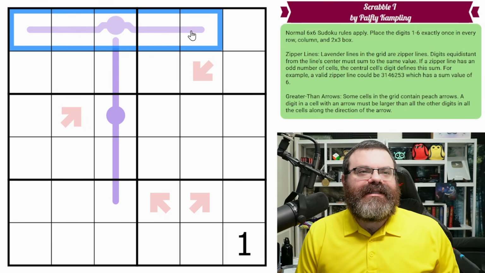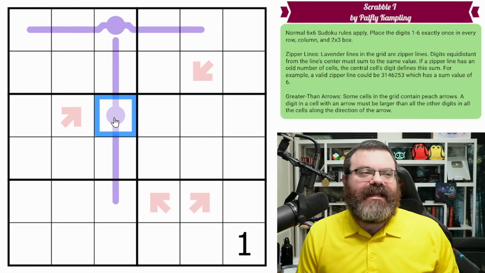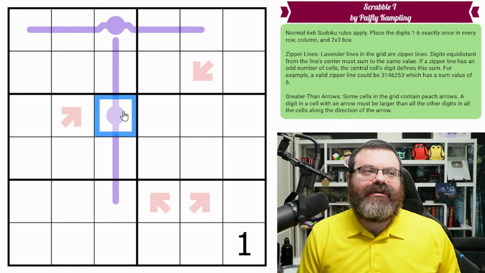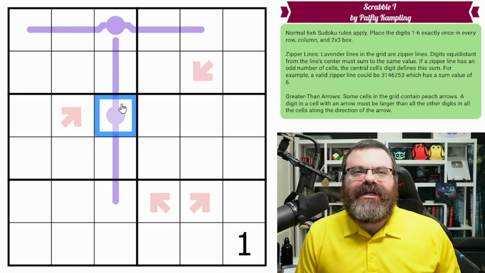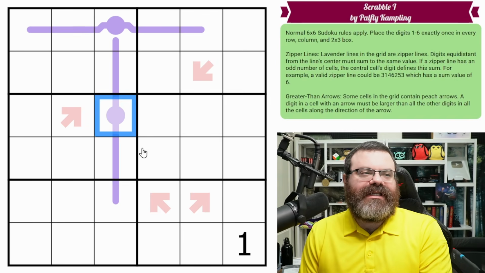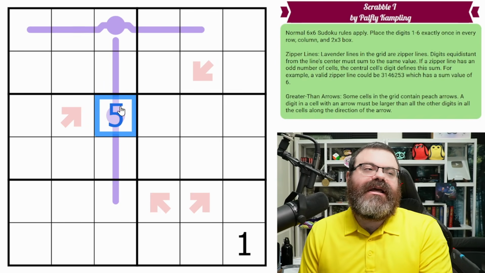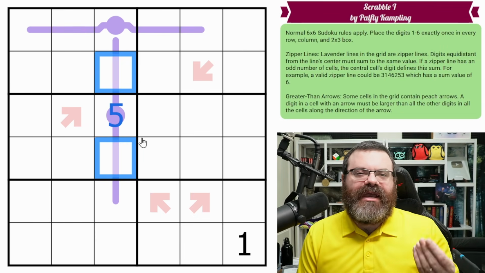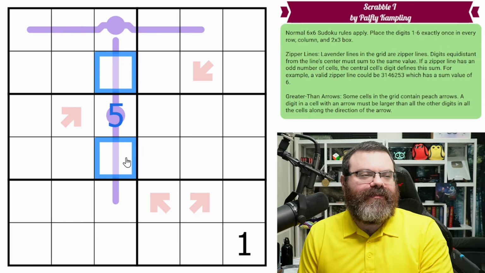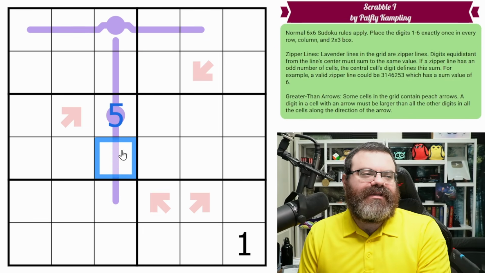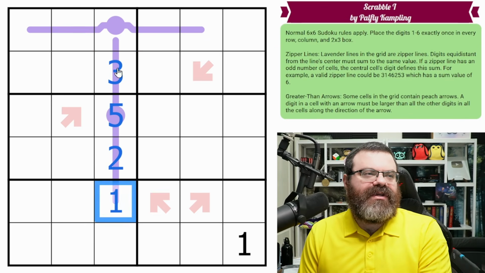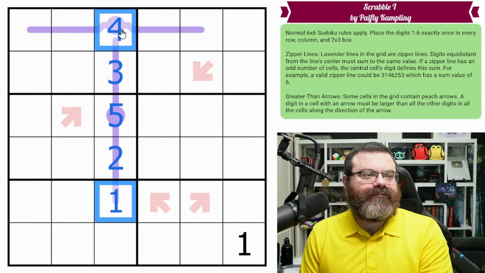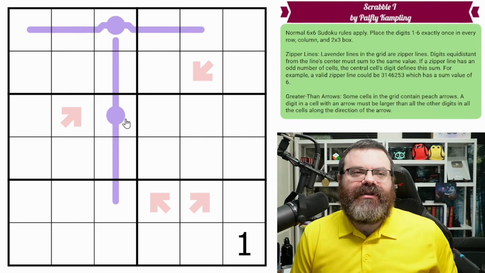We also have zipper lines in the grid. These are lines that have a circle in the center. It's always the dead center. And what we need to do is whatever digit goes in the circle, say this was a 5, then all the pairs of digits that are equidistant from the center sum to the center value. So this could be, say, 2, 3, and this could be 1, 4. The 2 plus 3 is a 5, and the 1 plus 4 is a 5. So that's how zipper lines work.